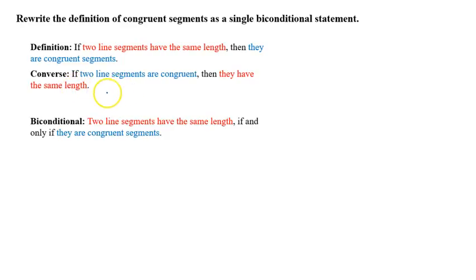Now we want to put those together into a biconditional. So two line segments have the same length if and only if they are congruent segments. So there you go. That's how to make a biconditional statement.